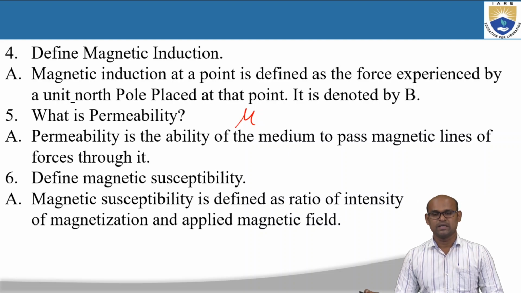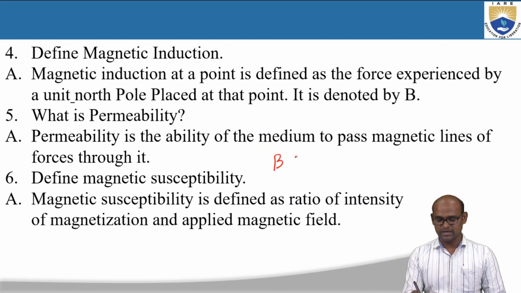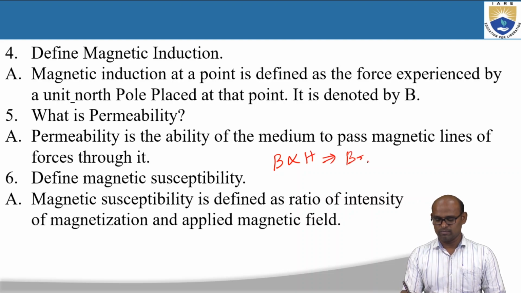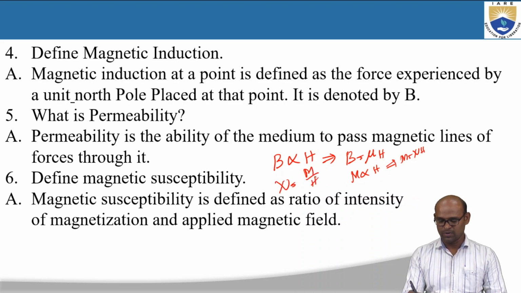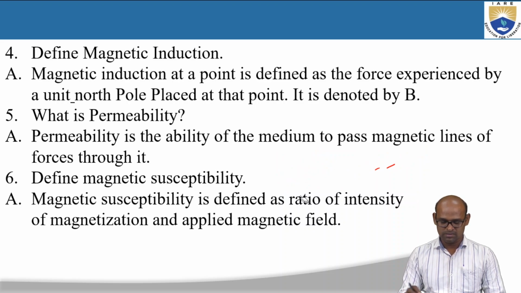Define magnetic susceptibility. It is defined as the ratio of intensity of magnetization and applied magnetic field. Magnetic induction is directly proportional to the applied magnetic field. To remove the proportionality, I am going to put in a constant: B is equal to mu H, or M is proportional to H, or M is equal to chi into H. So chi is actually M by H, the ratio between intensity of magnetization and applied magnetic field, and that ratio is susceptibility.